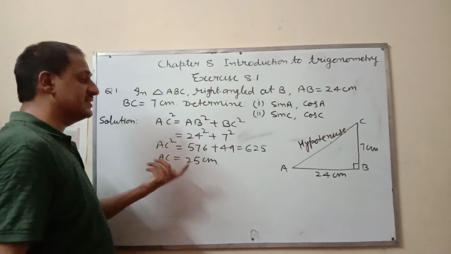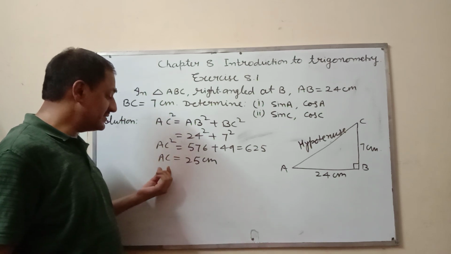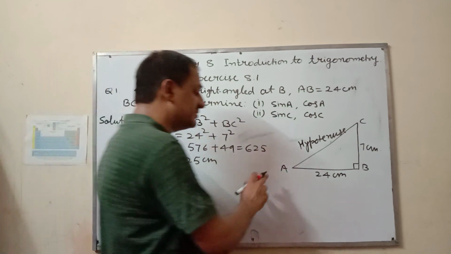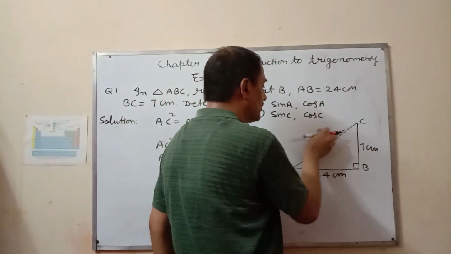Here the value of AC is equal to what? The length of side AC is equal to 25 centimeter. This is the hypotenuse. Okay.